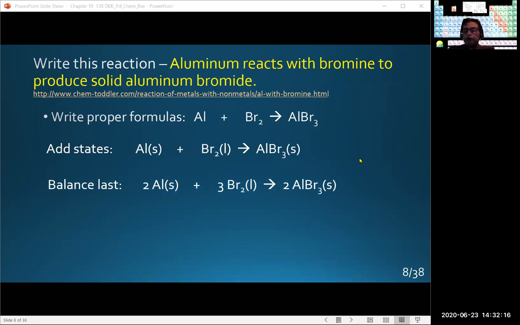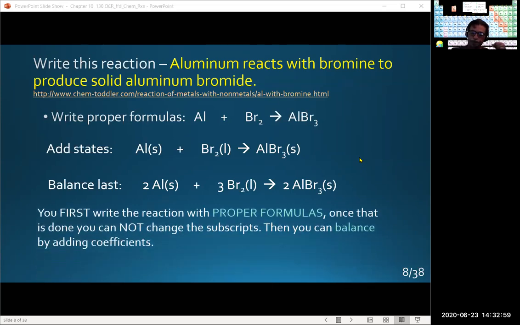Two aluminums to 3 bromines to give us 2 aluminum bromides. Note the ratio between reactants, 2 to 3 between aluminum and bromine. And the ratio between aluminum and aluminum bromide is a 2 to 2 or a 1 to 1. The ratio between bromine and aluminum bromide is a 3 to 2. So every time we balance an equation, note the ratio because we will eventually use that ratio to do calculations.